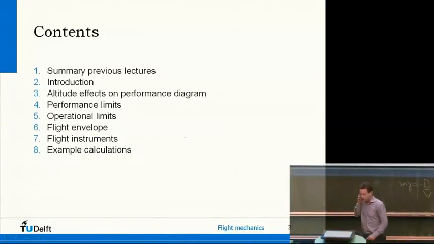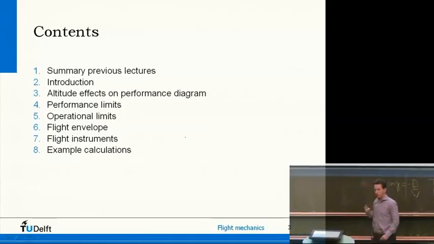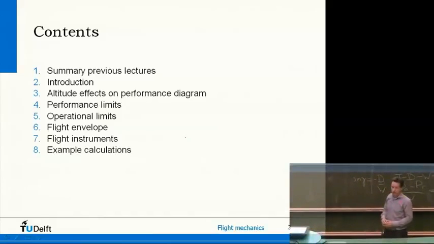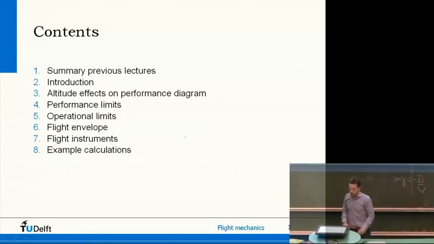So, short summary of the previous lectures, 2 diagrams summarizing everything you've learned so far. Then I'm going to look at altitude effects, so what happens with air density to all the relations. Then I'm going to look at what does that do to the performance. And I'm also going to talk about some operational limits.